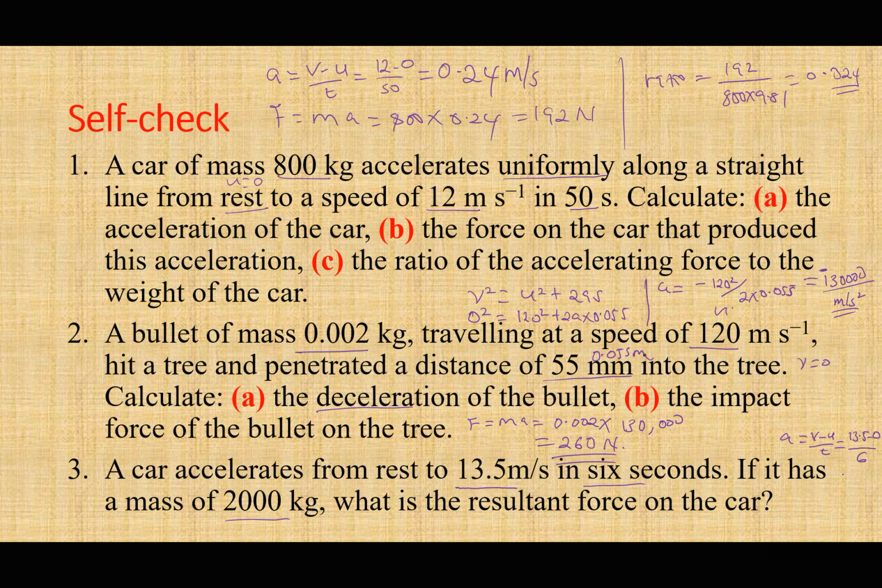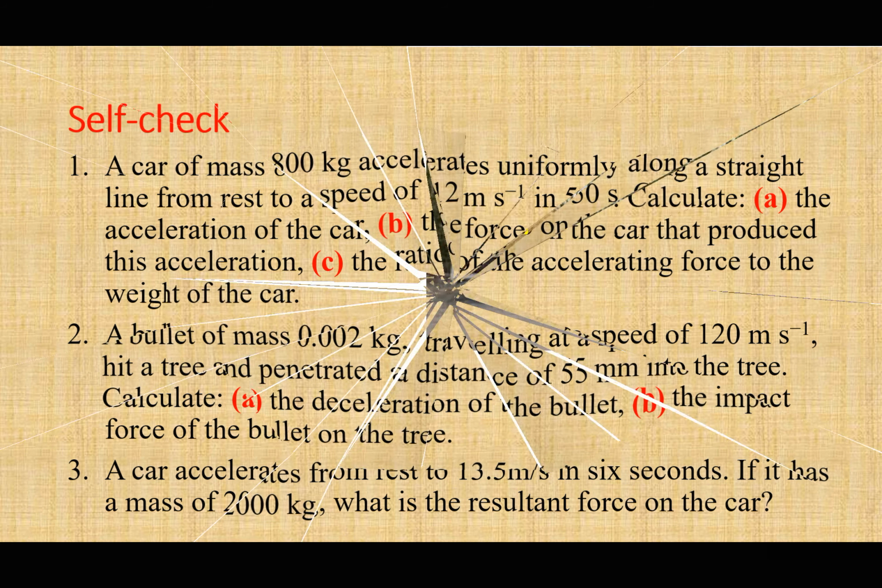Then I multiply this by the mass to find the resultant force. So F is ma, which is going to be 2000 times 13.5 over 6. So this is 4,500 newtons. You can also check that.